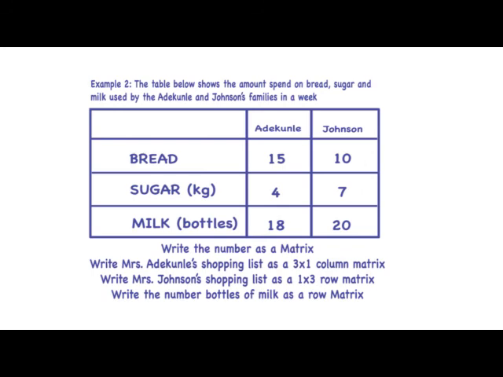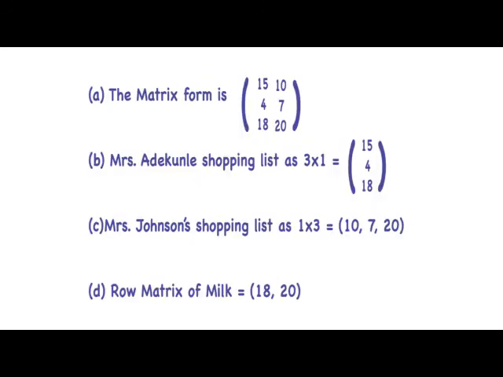B, write Mrs. Adekunle's shopping list as a 3-by-1 column matrix. C, write Mrs. Johnson's shopping list as a 1-by-3 row matrix. And D, write the number of bottles of milk as a row matrix. In solving such a problem, you see, in A, the matrix form is given as what? A 3-by-2 matrix, where we have 15, 10, 4, 7, 18, and 20. You can see it is arranged in rows and columns.